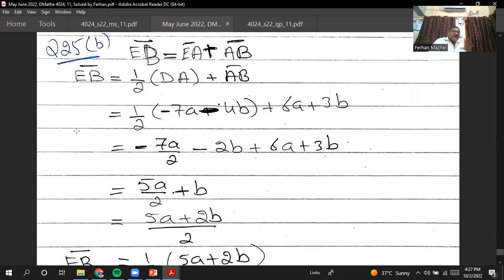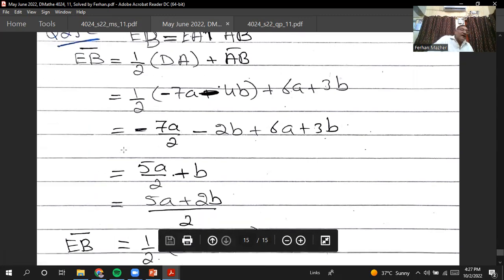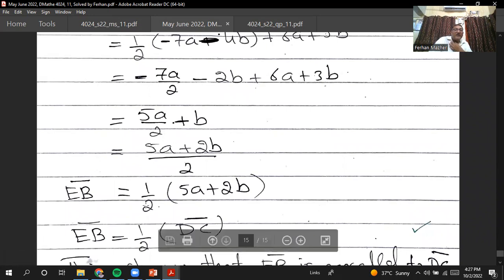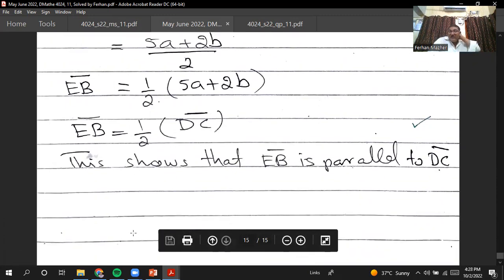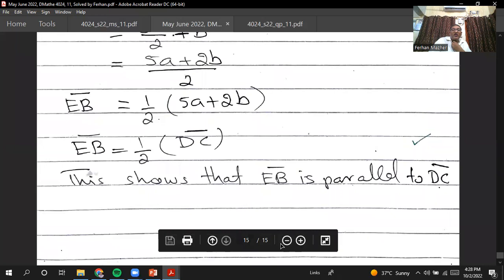So the terms which have A will be added with each other. When you add minus 7 by 2A with the plus 6A, you get 5A by 2. And when you add minus 2B with the 3B, you get plus B. So when you take the LCM, it will become 5A plus 2B divided by 2. So it is 1 by 2 into 5A plus 2B. This 5A plus 2B is the value of the DC. So now you know EB is equal to 1 by 2 of the DC. Whenever this is proven, it means that the EB and the DC are parallel to each other. So this is how you will prove.